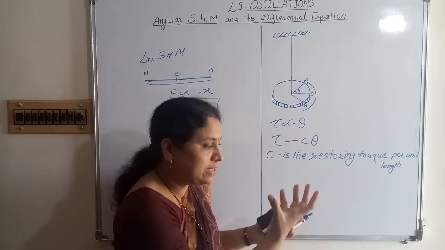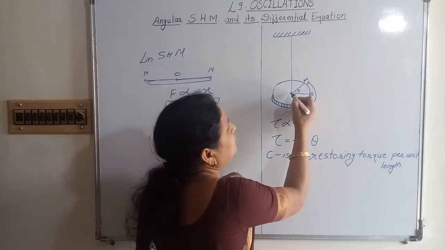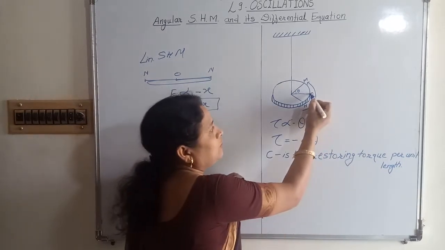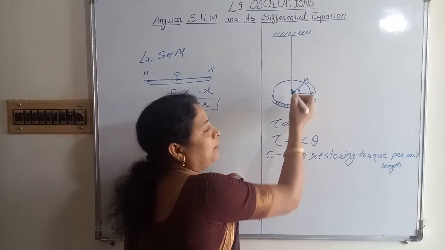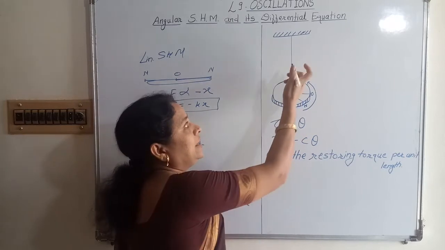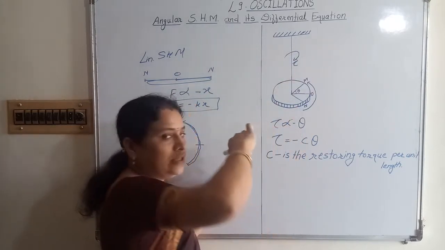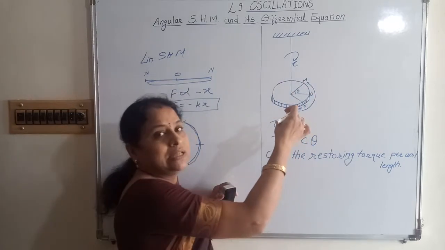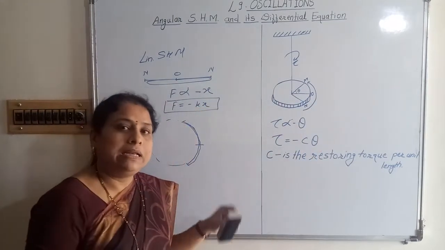Means when the disc is twisted by some angle theta, suppose initially at rest position, this is the mean position, point O. This point O goes to point M. The disc moves by some angular displacement theta in the anti-clockwise sense. In that case, the torque developed in the wire is in the clockwise sense. That torque tries to restore it towards the mean position, and that torque is directly proportional to displacement.